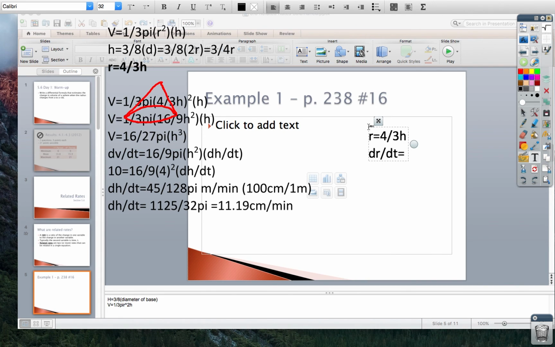4/3 dh/dt, because we found the derivative of h. We don't know dr/dt, that's what we're trying to figure out. We do know 4/3, and dh/dt we just figured out was 11.19. So we know the change in radius is 14.92 centimeters per minute.